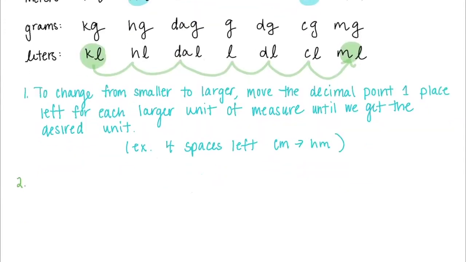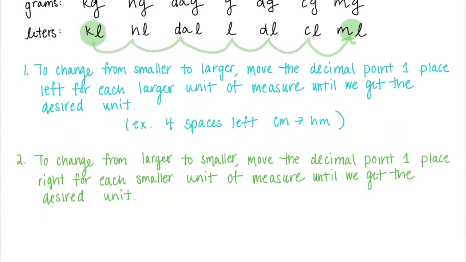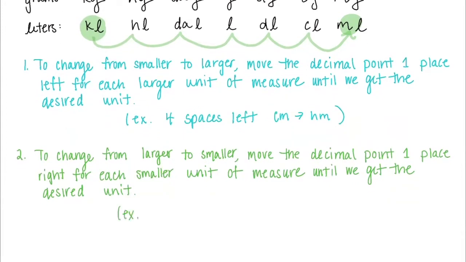So pretty much the exact same thing happens. I'm just going to change a few words. We're going to go from larger to smaller now. So to change from larger to smaller, you move the decimal point 1 place right, because I'm moving to the right on this chart for each smaller unit of measure. So in this example, we would move the decimal 6 places right to go from kiloliters to milliliters.